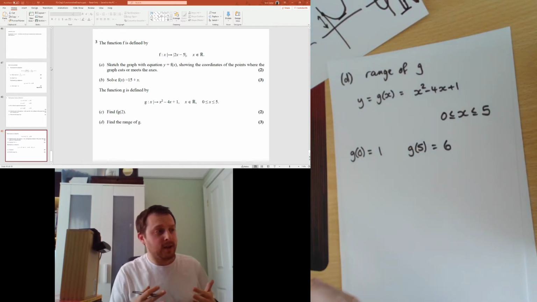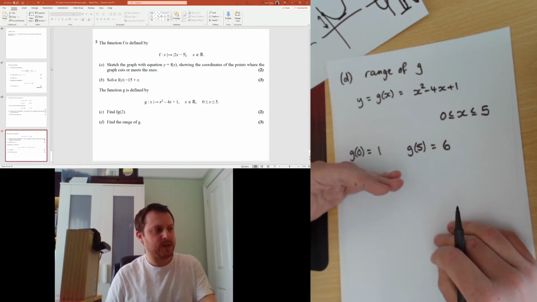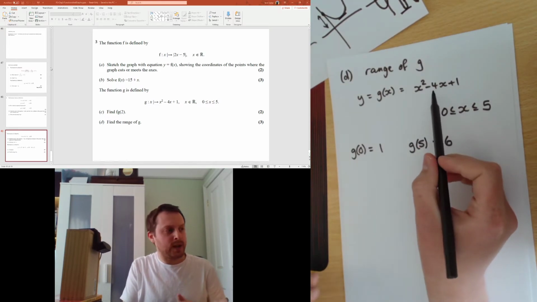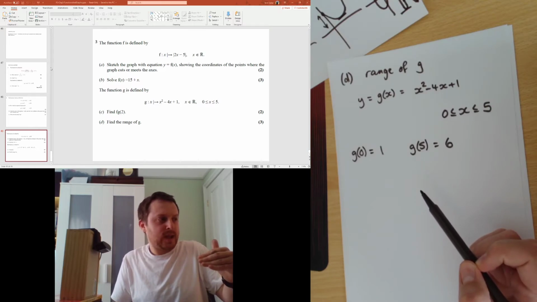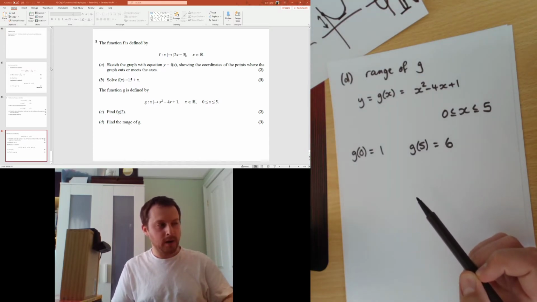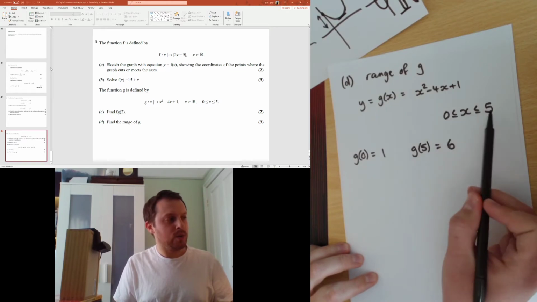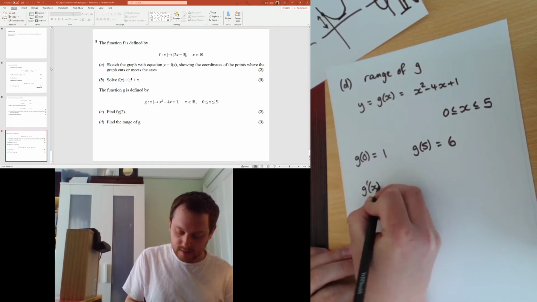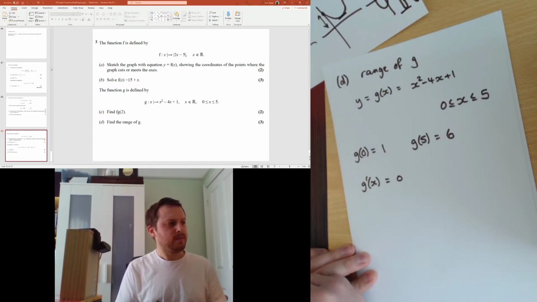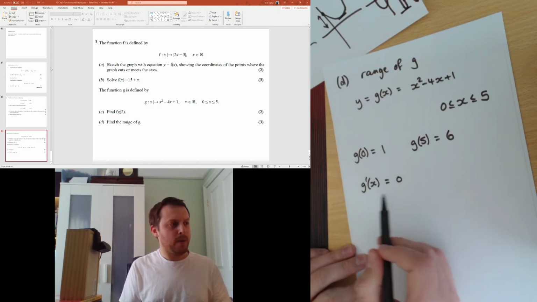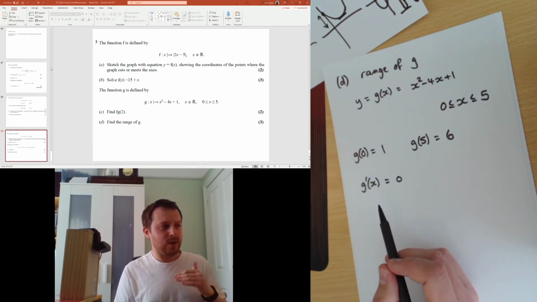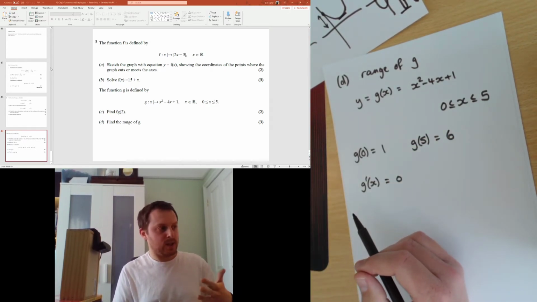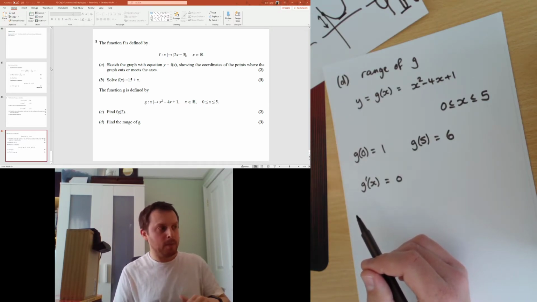So you could be very tempted to say, well, it goes between 1 up to 6. And maybe that's the answer. But what we need to do is make sure that it doesn't go above 6 or below 1 in the interval 0 to 5. So what we're going to do is g dashed of x equals 0. So this is me looking for a stationary point, and because it's a positive quadratic, it's going to be quite clear if it's a minimum or maximum.